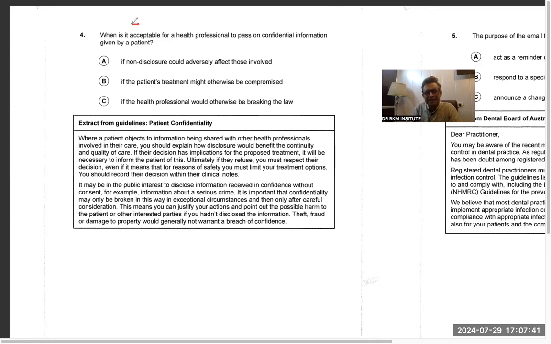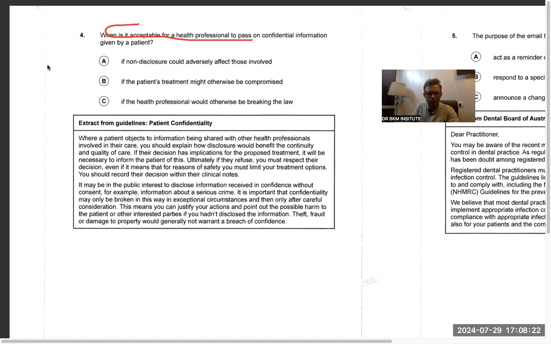The question is, when is it acceptable for a health professional to pass on confidential information? So when can a health professional share the confidential information? In general, if I am a health professional, a dentist, I will share the personal information of a client only if it is about legal things. Legal things means if police or anybody like that comes, then I will share the information. Otherwise, if the patient says don't share my information, I will not. Or if the patient is under 18, then I will share the information with the parents.